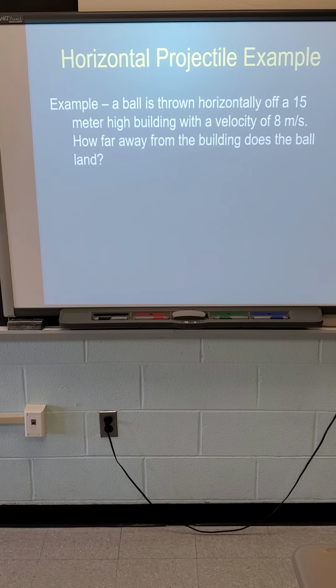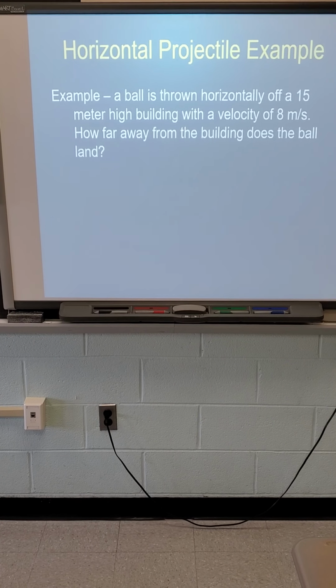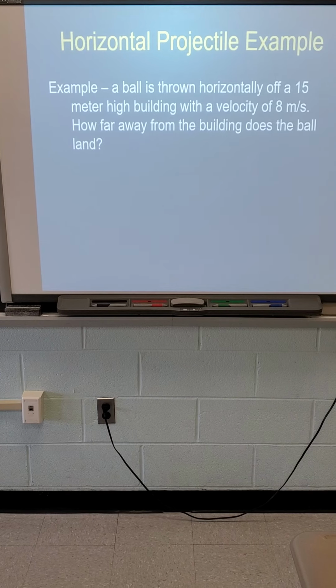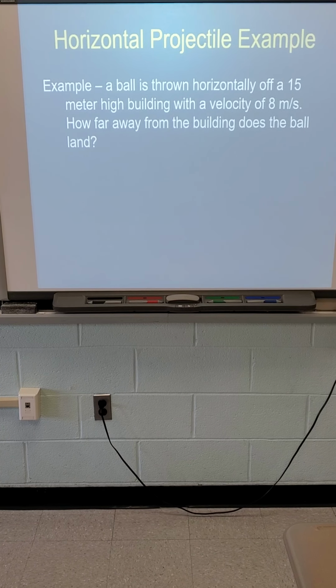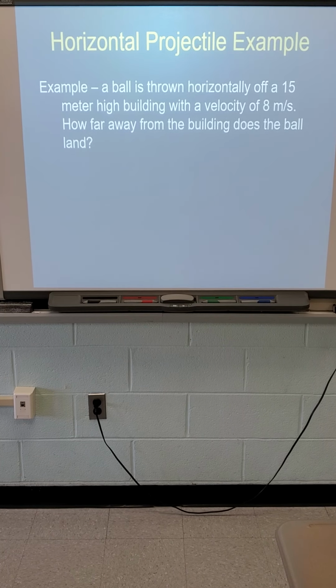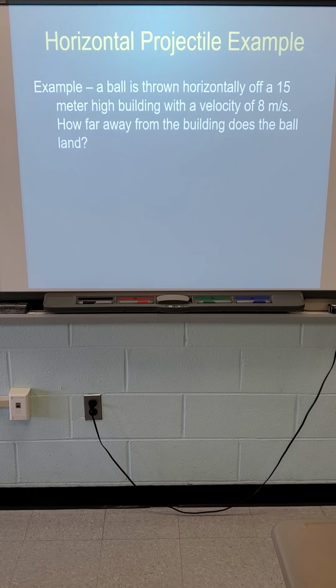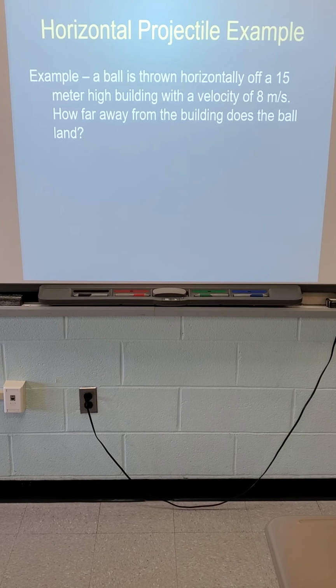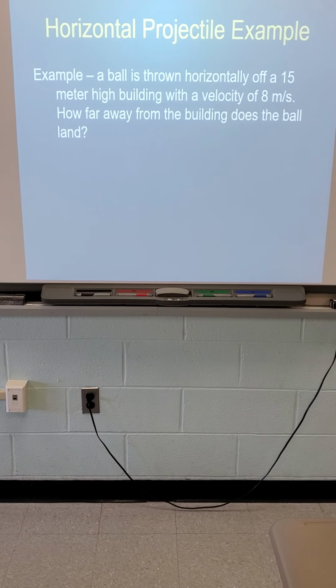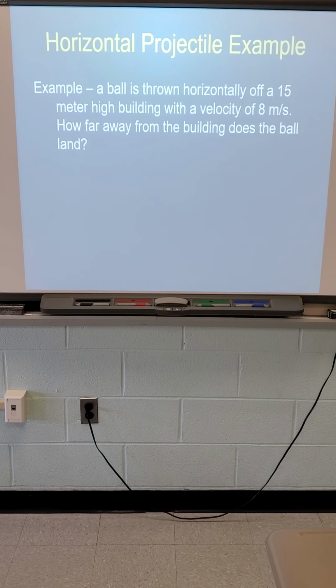All right, guys, I want to take some time to outline how we are going to do an example for one of these horizontal projectile problems. So let's imagine a ball is thrown horizontally off a 15-meter high building with a velocity of 8 meters per second. How far away from the building does the ball land?